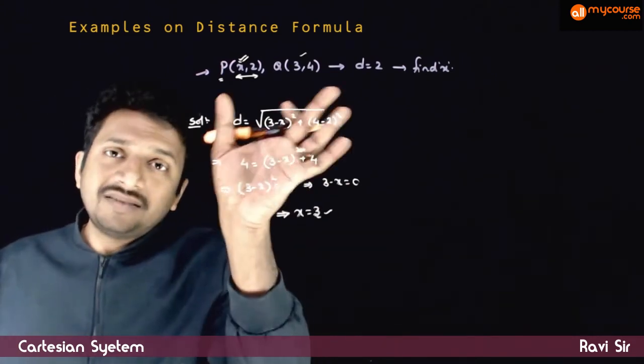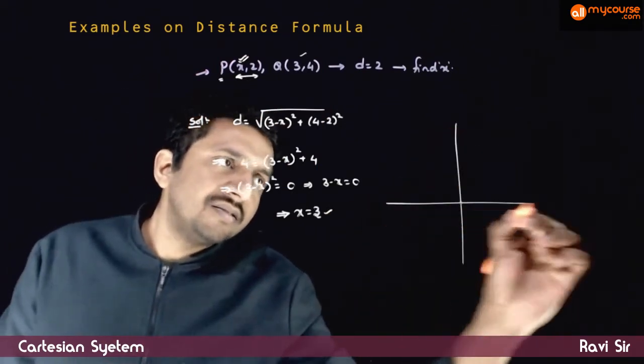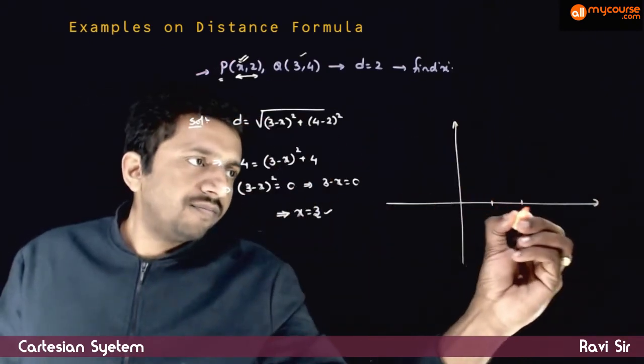Now if you try to analyze this question geometrically, you take the coordinate axis. One point is 3, 4.